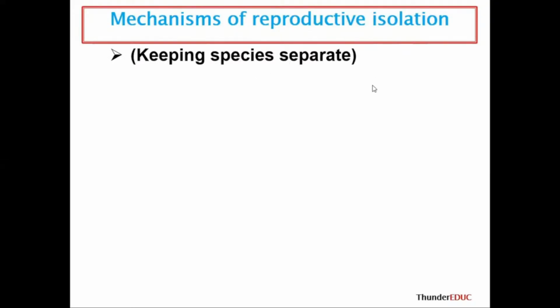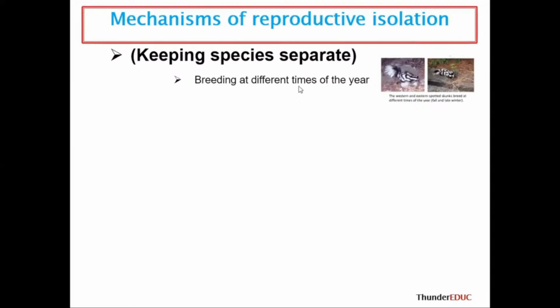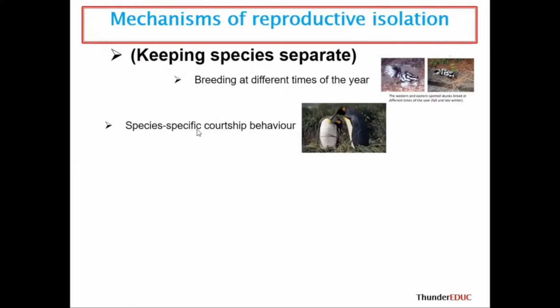Keeping species separate. Number one, breeding at different times of the year. So this one breeds in fall, and this one breeds in late winter. So it means that they cannot have any time when they are breeding at the same time. So they are being separated by the different times of the year.